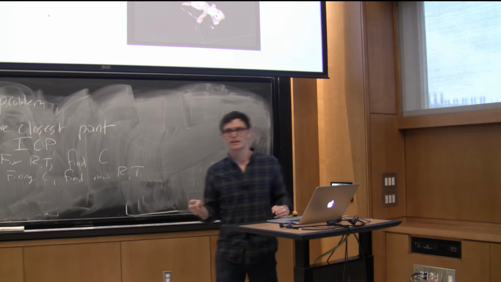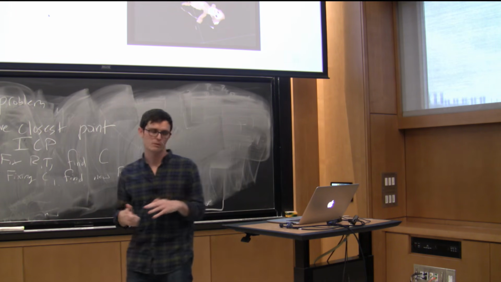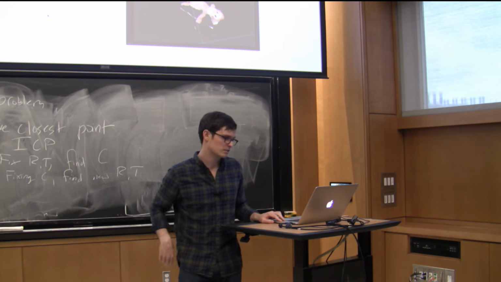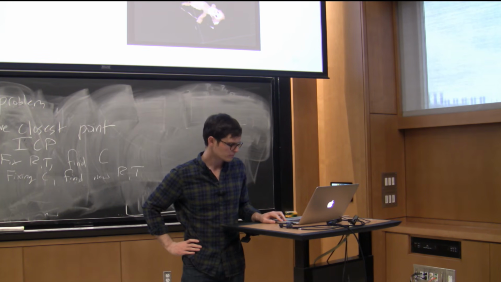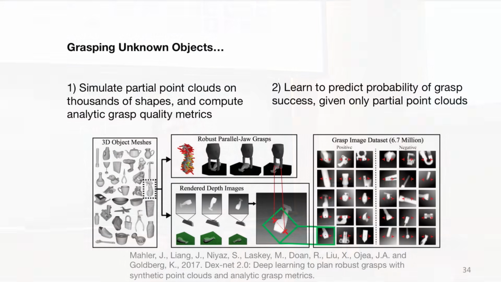If things are very cluttered, you can't see all of it, or if you only have one view, you can't see the whole object that you're trying to grasp. So there are a couple of different ways to think about grasping unknown objects that you've never seen before when you only have a partial point cloud. It turns out there are a few different groups that have worked a lot on this type of technique in the past couple of years. But if you do two steps, one, you simulate partial point clouds on a whole bunch of known mesh models.